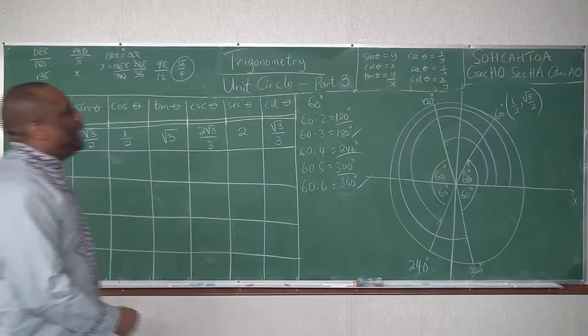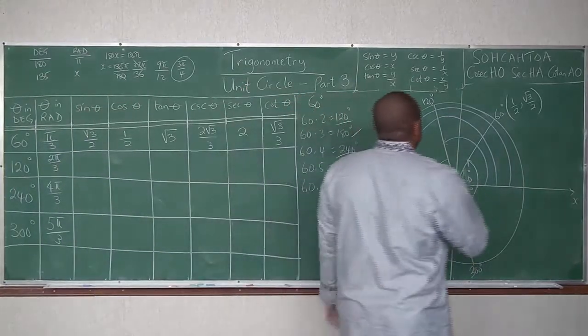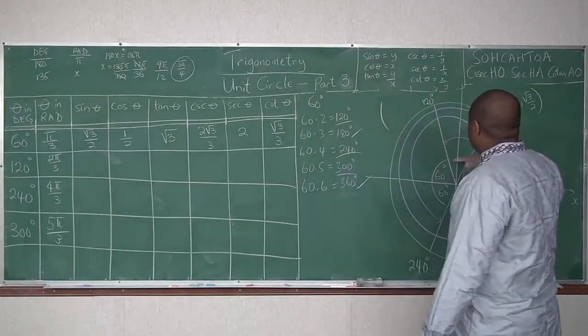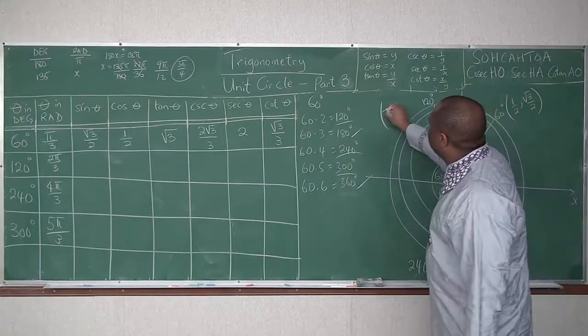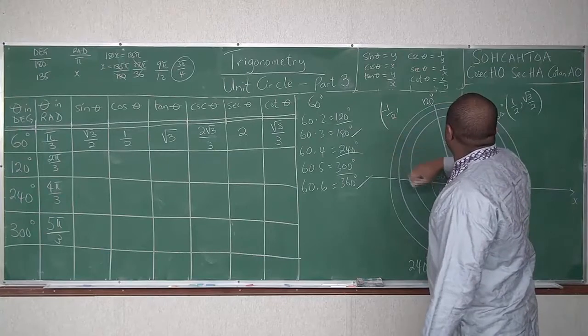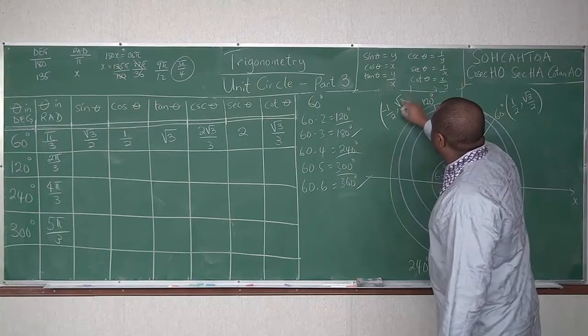Let's get it done. This is in the second quadrant. Second quadrant, x is negative, y is positive. This is negative 1 over 2, and y is root 3 over 2.